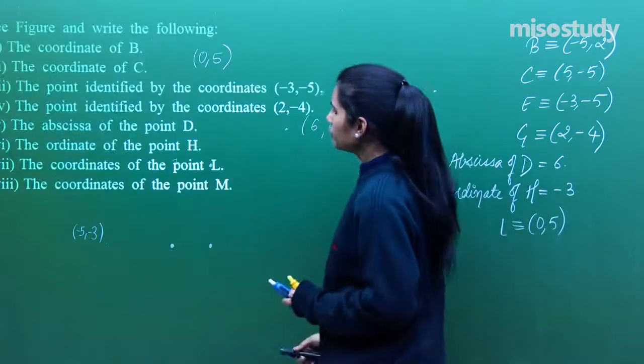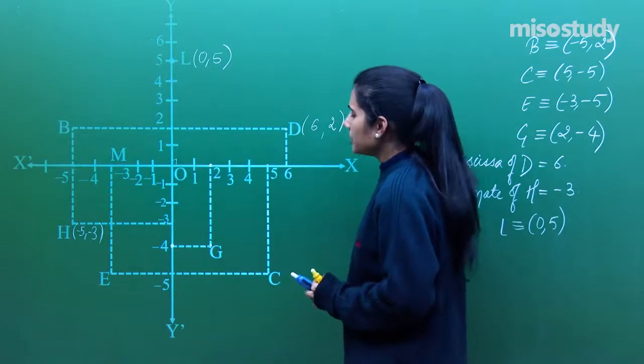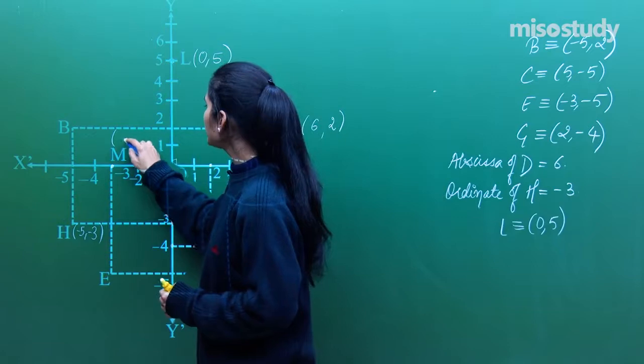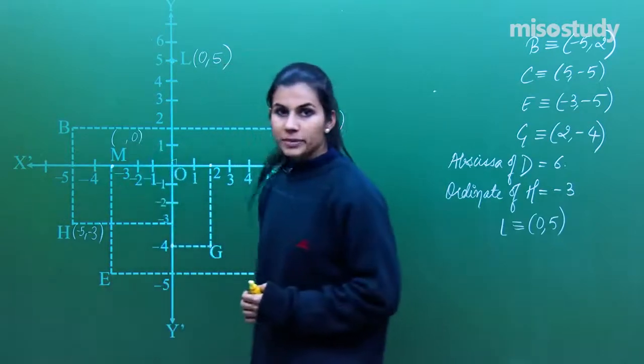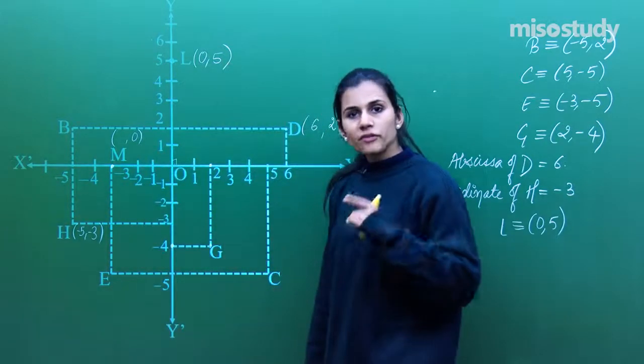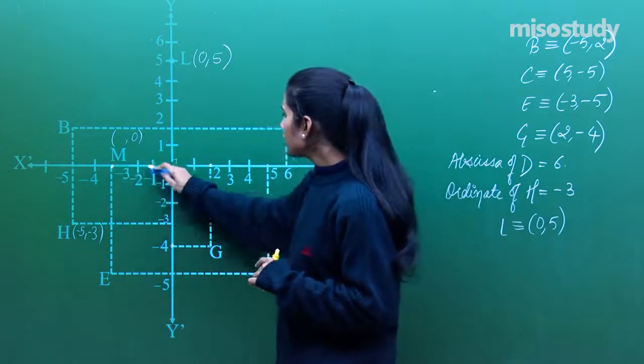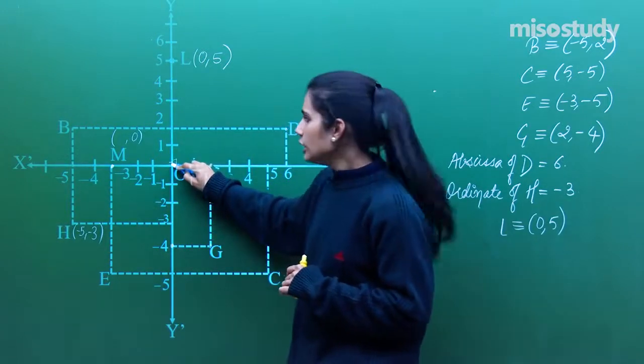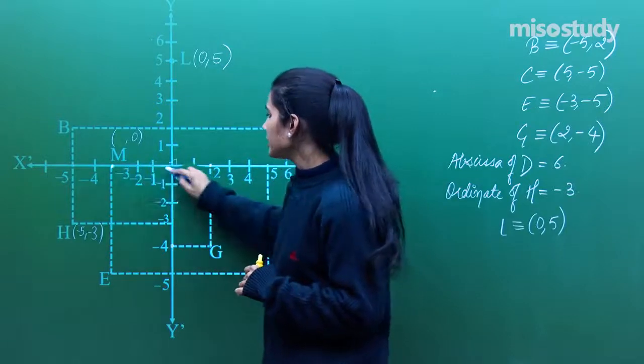And after that you have coordinates of point M. This is point M. Point M is lying on the x-axis, so its y coordinate is going to be 0. What will be its x coordinate? Distance of point M from the y-axis. From point M, when I drop a perpendicular onto the y-axis, it will be meeting the y-axis at the origin. So what is the length of OM segment?